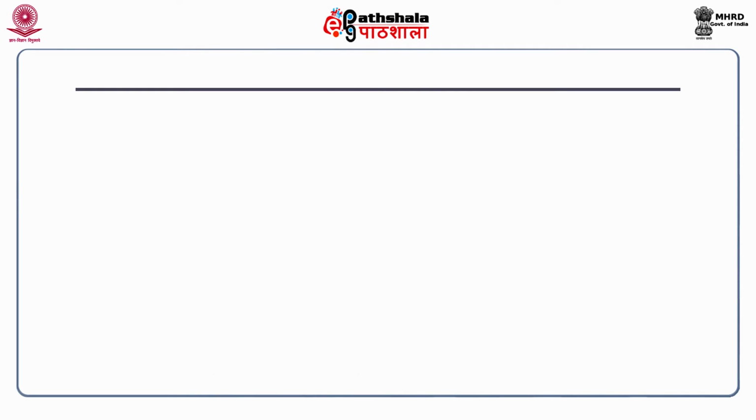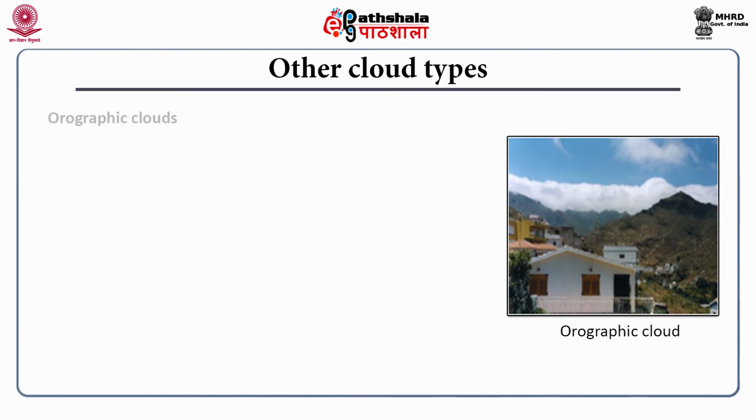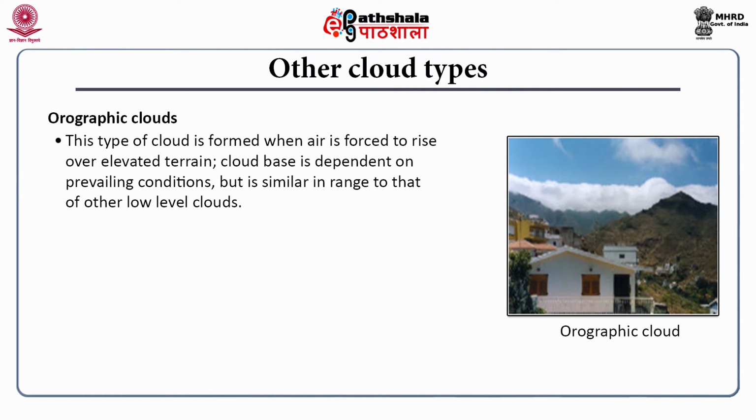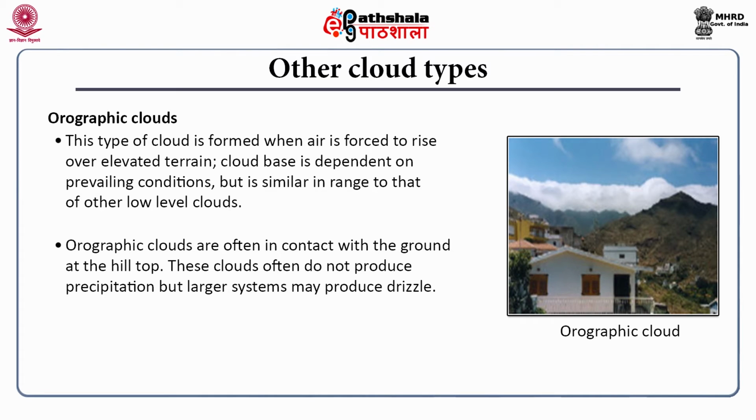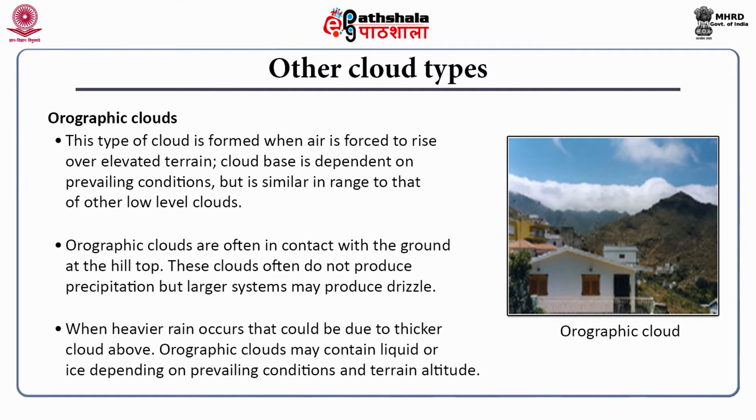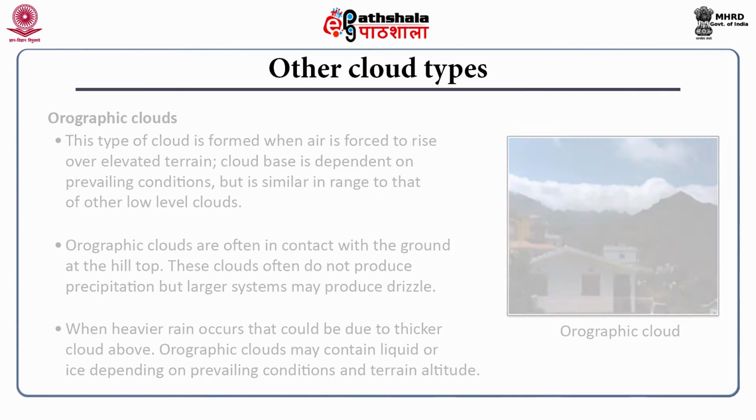We have other cloud types like orographic clouds. This type of cloud is formed when air is forced to rise over elevated terrain. Cloud base is dependent on the prevailing conditions, but is similar in range to that of other low level clouds. Orographic clouds are often in contact with the ground at the hilltop. These clouds often do not produce precipitation, but larger systems may produce drizzle. When heavier rain occurs, that could be due to thicker cloud above. These orographic clouds may contain liquid or ice depending on the prevailing conditions and terrain altitude.